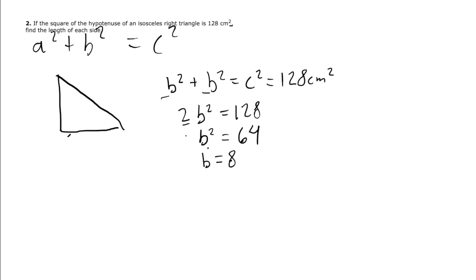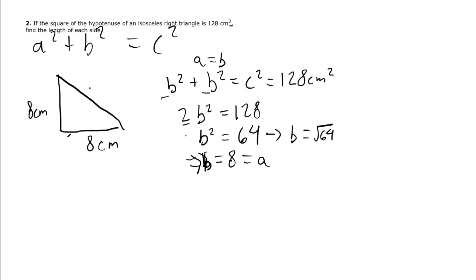The square root of, sorry, I should have just made that clear. b is equal to root 64, which is equal to 8. Which is also equal to a, right? Because we said a is equal to b. Now we can go over here and we could just say that this length is equal to 8 centimeters as well as this length.